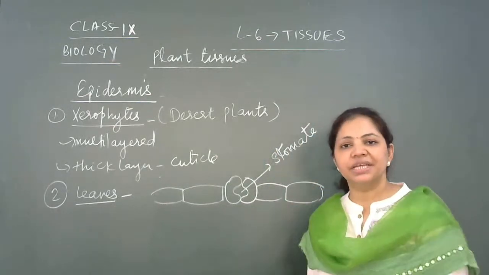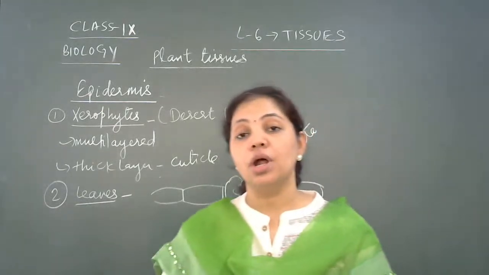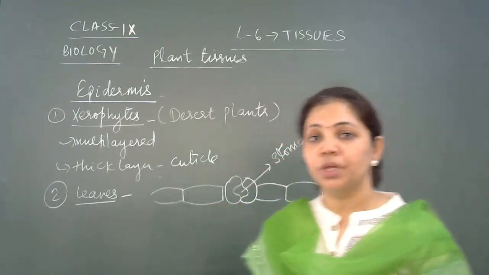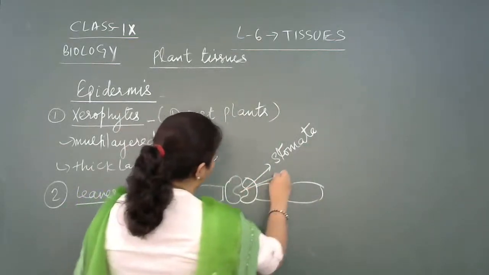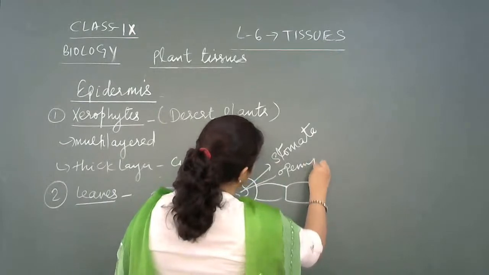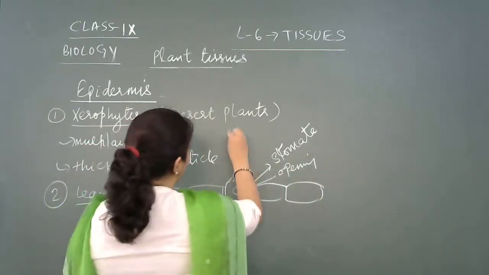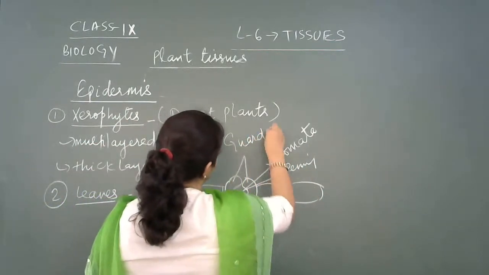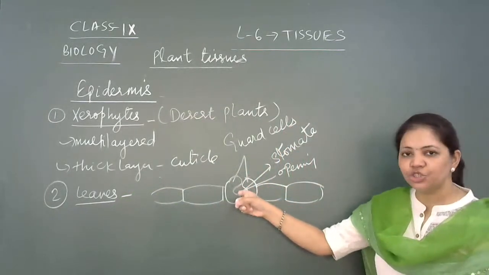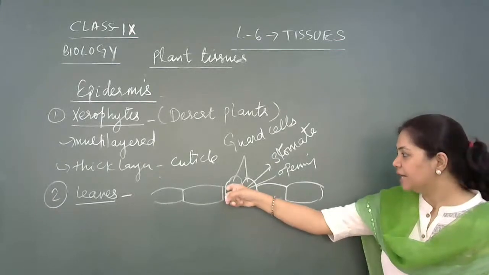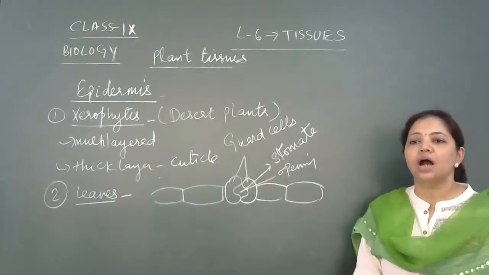We have studied this in detail in 7th standard. There you learned the function of stomata also. So here, stomata. Basically this is the opening, this is the pore. And these two are called the guard cells, right? So this is the stomatal aperture, the stomatal pore, and these two are known as the guard cells.